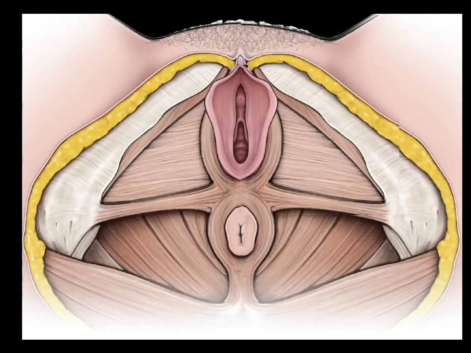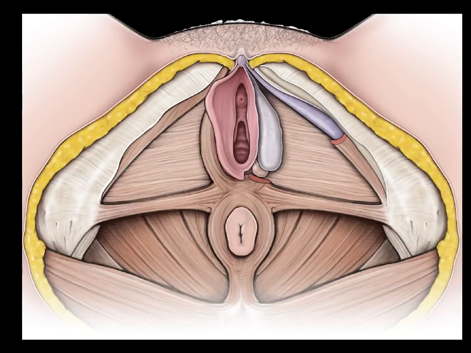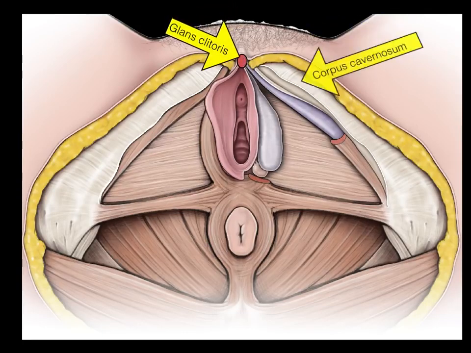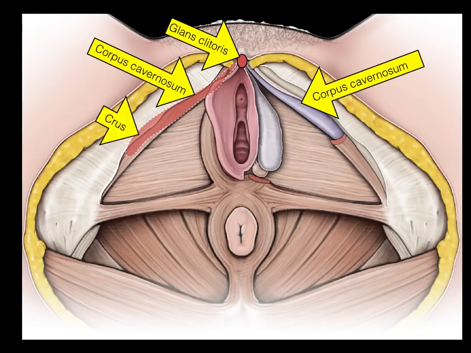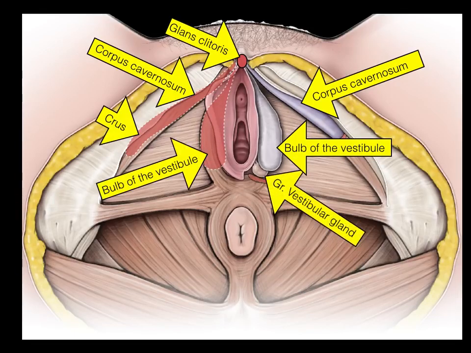And then what we're going to do is take a scalpel blade and cut around this muscle. So now we see deep to that tissue, to the muscles. Now we can see there's our glans clitoris, and we can also see the corpus cavernosum on both sides. And then we can see the crus, and we can also see the bulb of the vestibule on both sides. And then we have the greater vestibular gland there. So there's our perineum.